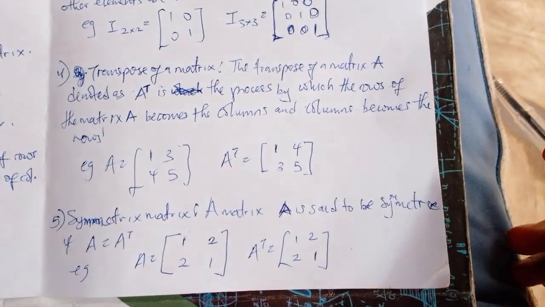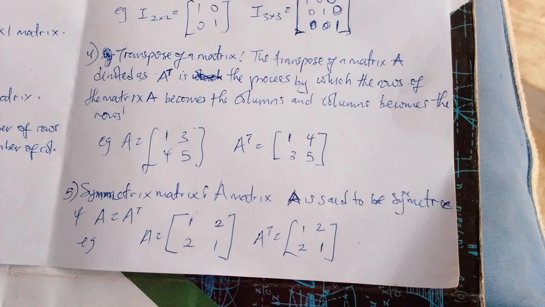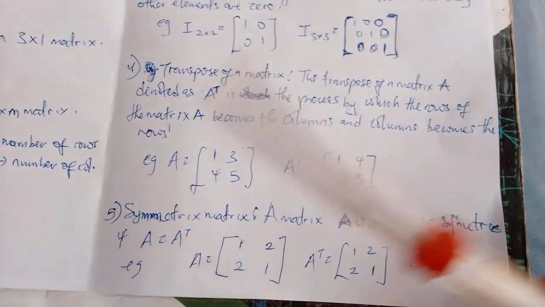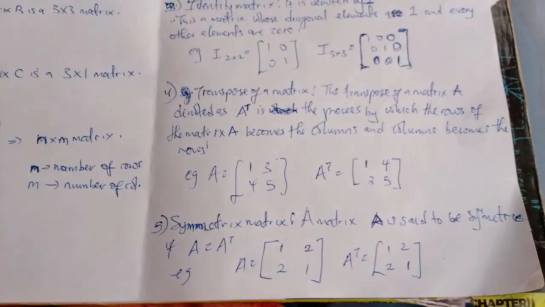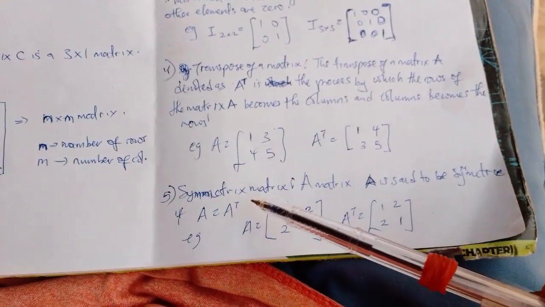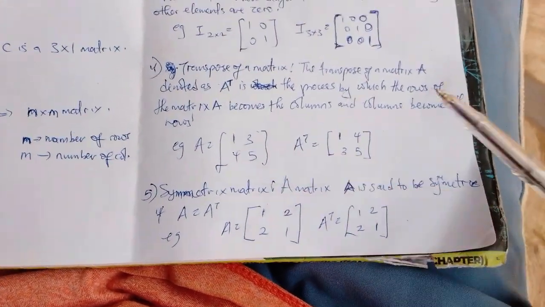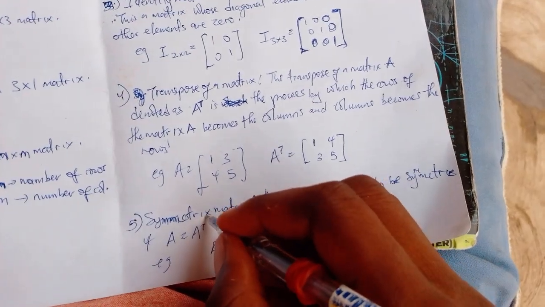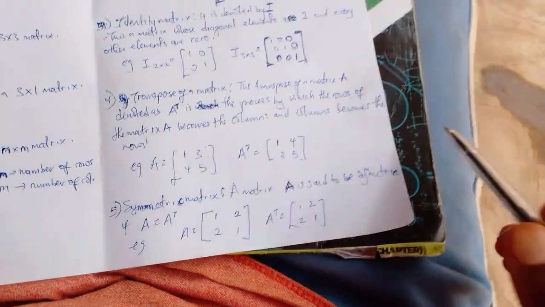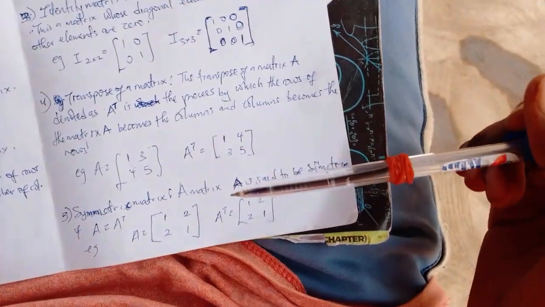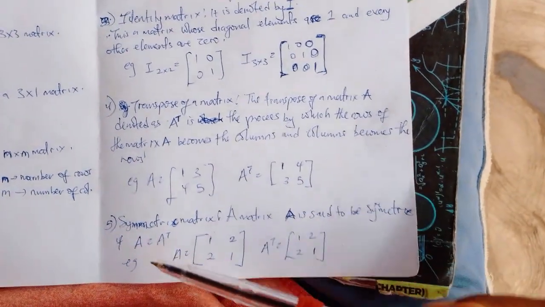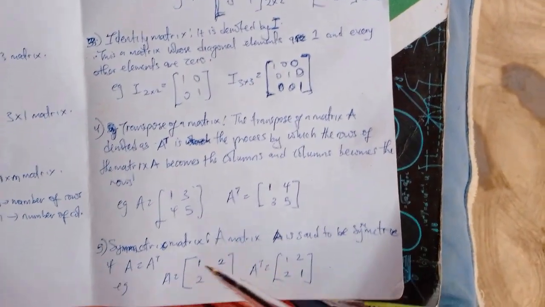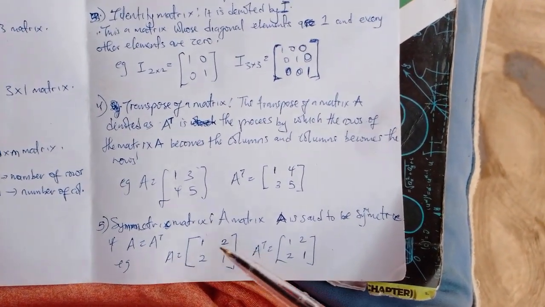So we also have the symmetric matrix. For a symmetric matrix, a matrix A is said to be symmetric if A is equal to A transpose. So if A is equal to A transpose, then you say that the matrix is symmetric. This is C, sorry. So this is a symmetric matrix. If I find the A transpose and they are equal, then we say that that matrix is a symmetric matrix.